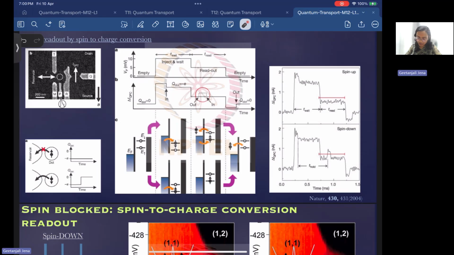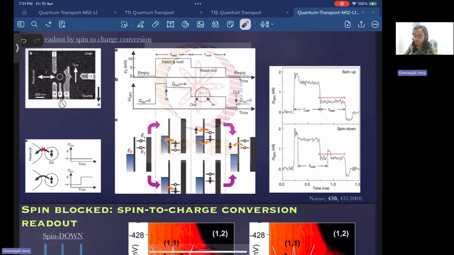Initially, when the dot is empty, the change in current remains constant because there is no tunneling event that can happen. This is easily understandable, and we can understand it better if we look at this graph. For this reason, both the spin up and spin down states are above the Fermi level, so it's not possible for the electron to tunnel into the dot. That is why delta I should be around 0.